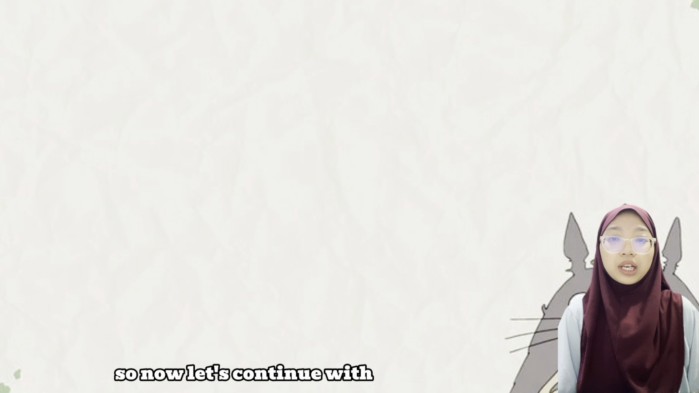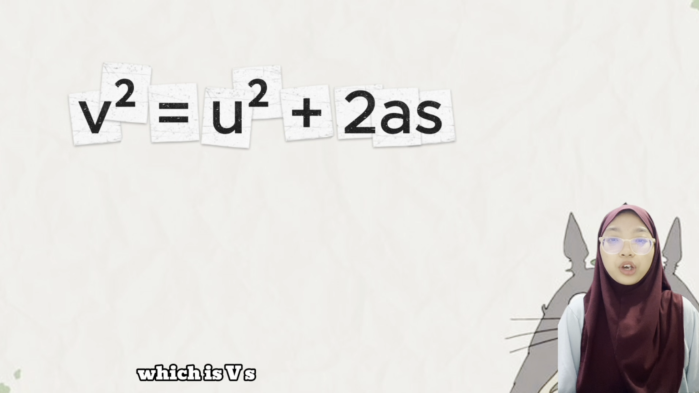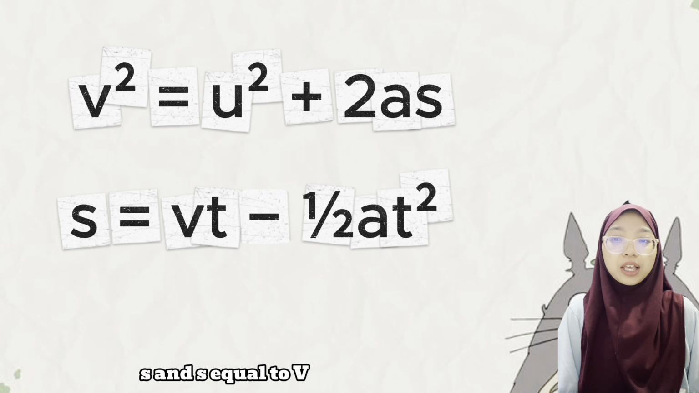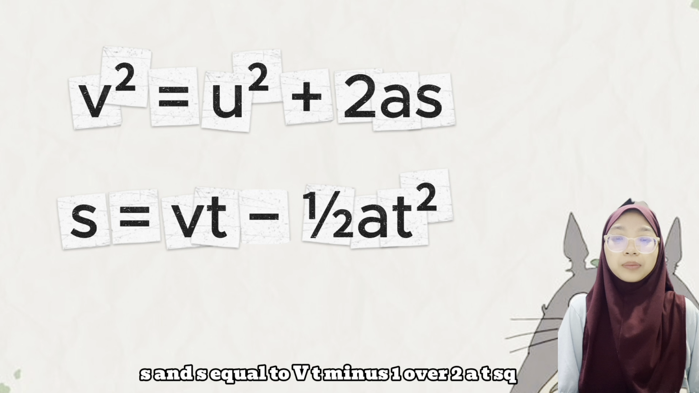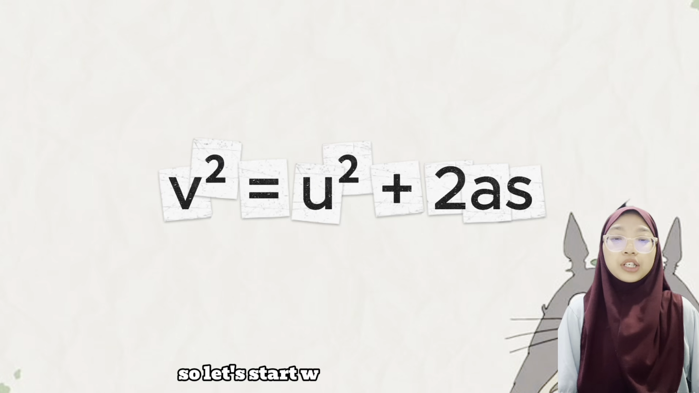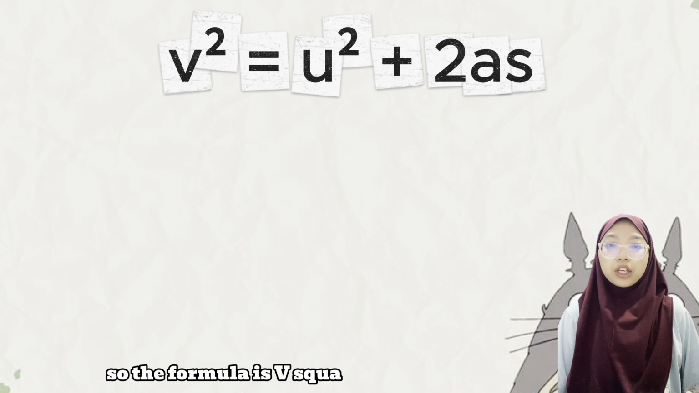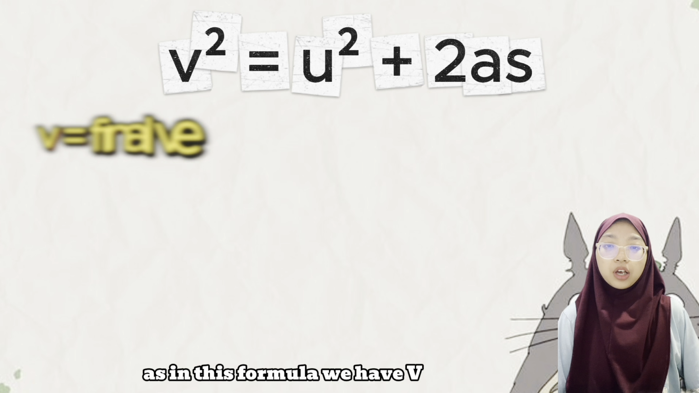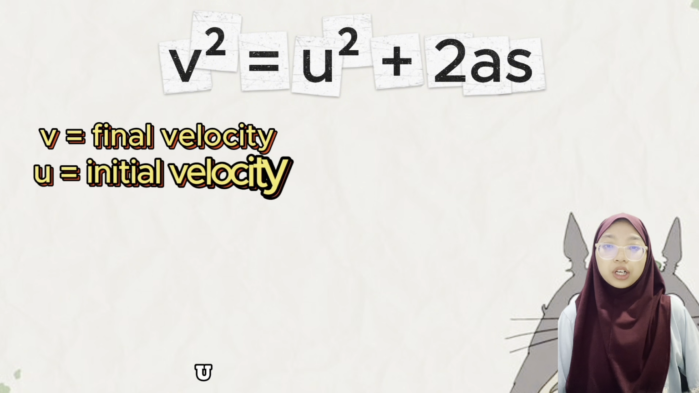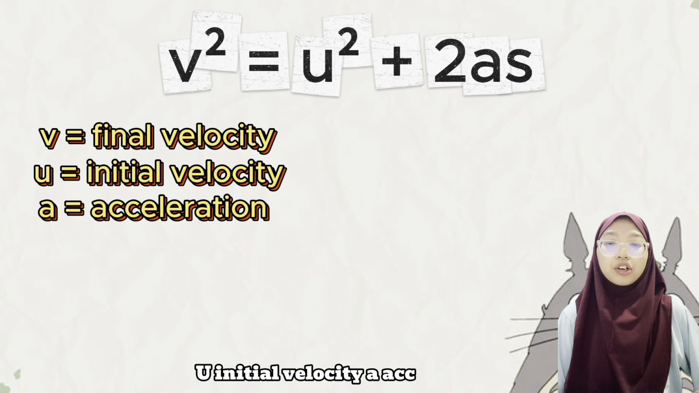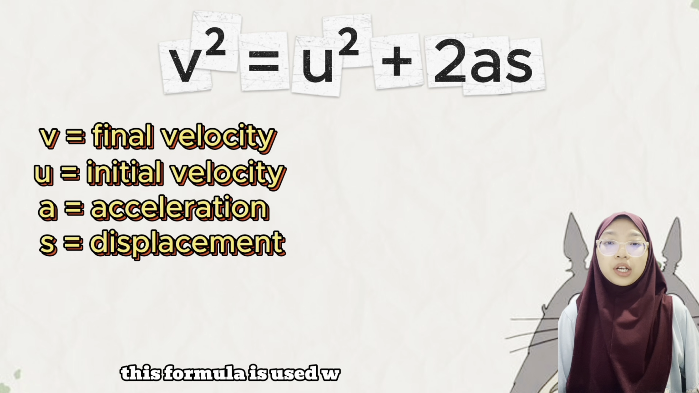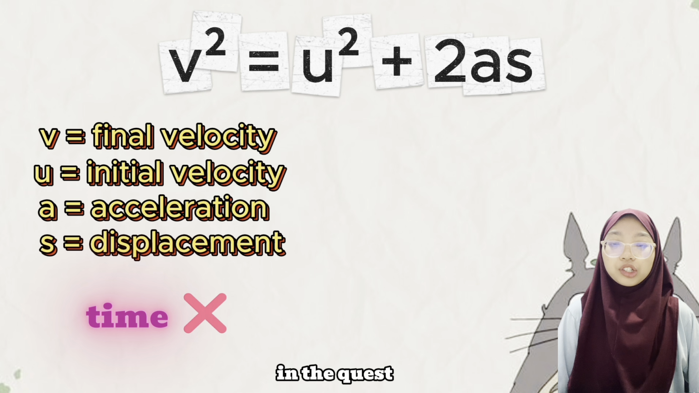So now let's continue with the last 2 formulas, which are V squared equals U squared plus 2AS and S equals VT minus 1/2 AT squared. Let's start with this formula first. The formula is V squared equals U squared plus 2AS. In this formula, we have V final velocity, U initial velocity, A acceleration, and S for displacement. This formula is used when the time is not given in the question.